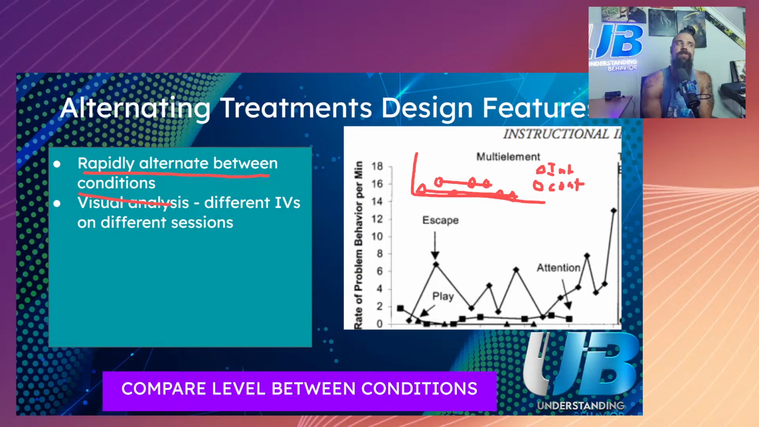Let's talk about the visual analysis for alternating treatments design. So the main thing that you want to look for, once again, is that we have different treatment conditions on different sessions. So there's only one data point per session if we're looking at our x-axis. But these are looking at different treatments. So that's the way that we're going to identify this design. Different IVs on different sessions.